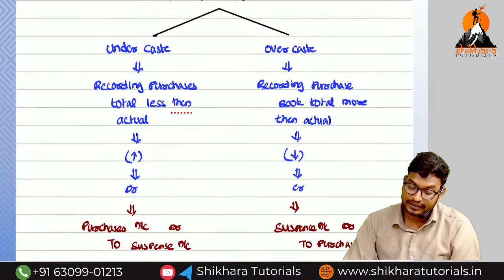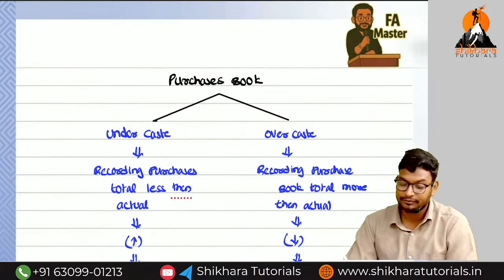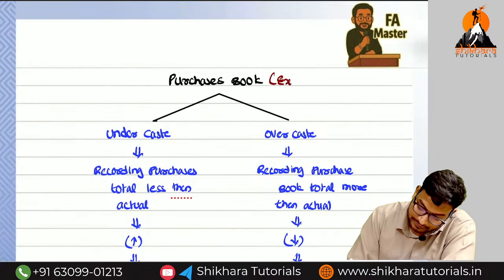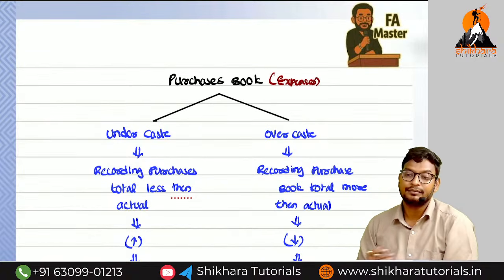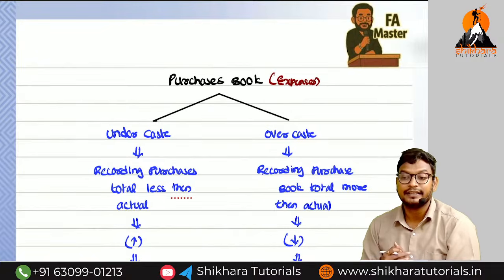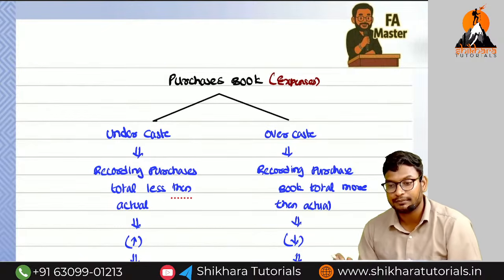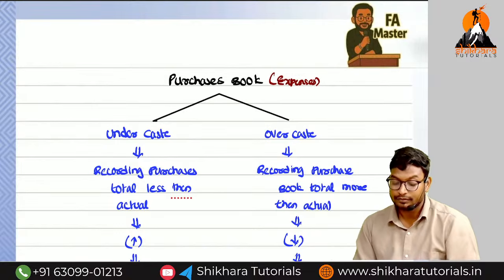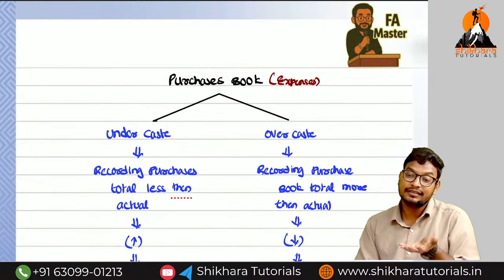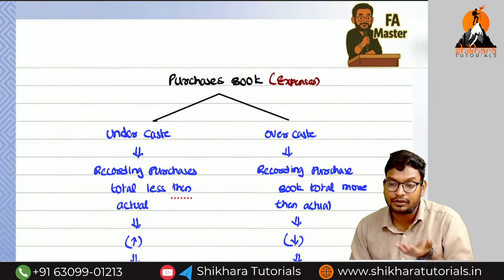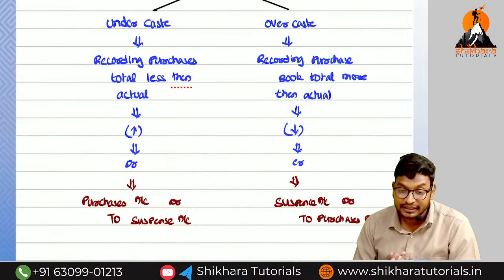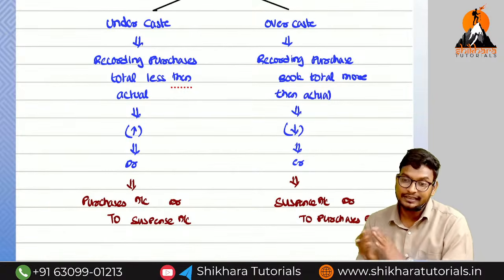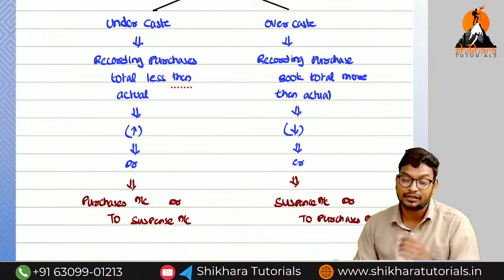You can link with this concept within expenses. Expenses overcast means we need to reduce. What is the entry we need to write? Suspense account debited to expenses account. Expenses undercast means we need to increase. Increase of expenses means which side we need to record? Debit side. Expenses account debited to suspense account. Link like that. Specific points we cannot discuss now.